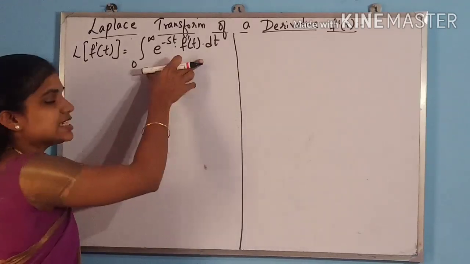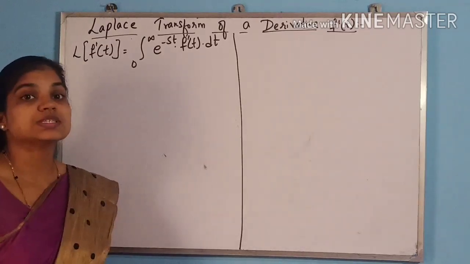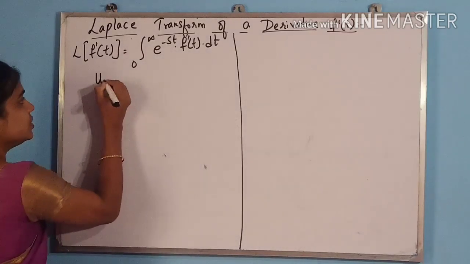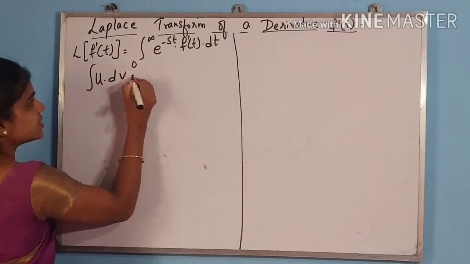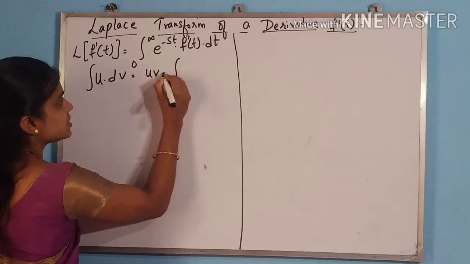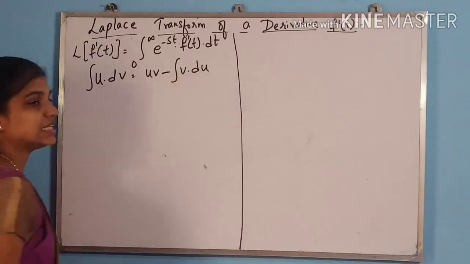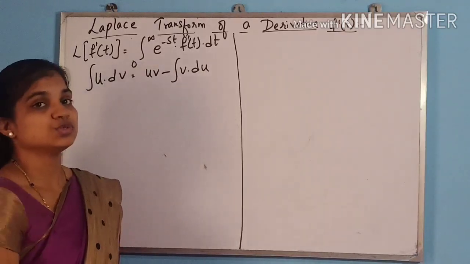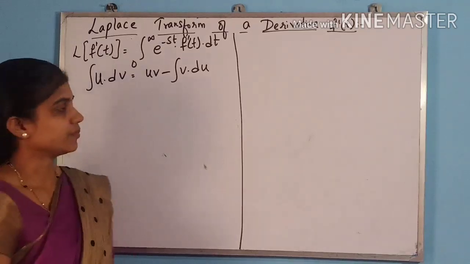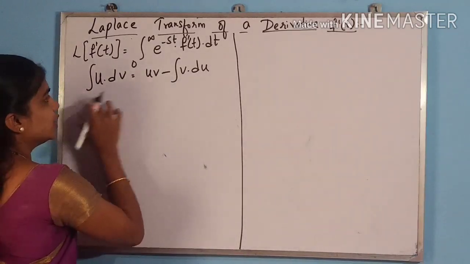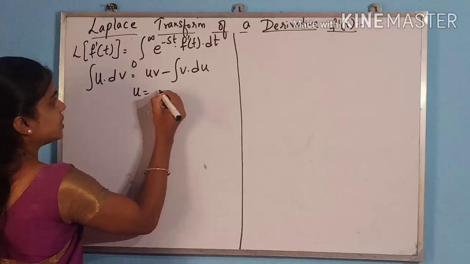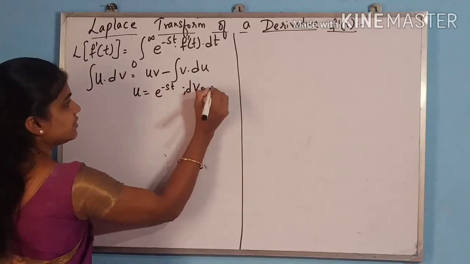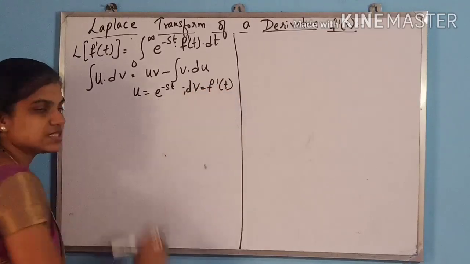So now, to integrate this, we have to use the integration by parts formula. And what is that? Integral of u dv is equal to uv minus integral of v du. We have done this in the previous videos. So now is the time to choose what is u and what is v, right? So let's choose u. I will choose u to be equal to e raised to minus st and dv to be f dash of t.